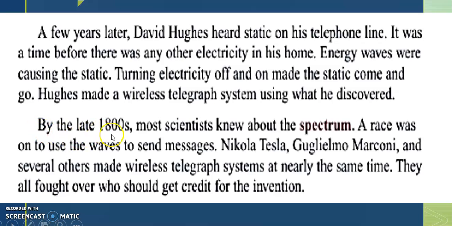By the late 18th, most scientists knew about the spectrum. What is the spectrum? A race was on to use the waves to send messages. Nikola Tesla, right? Guglielmo Marconi, Nikola Tesla, and several others made wireless telegraph systems at nearly the same time.